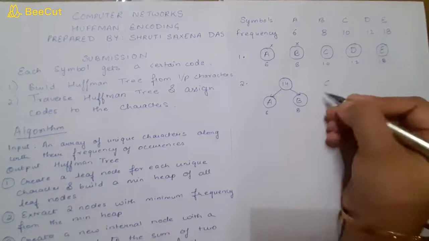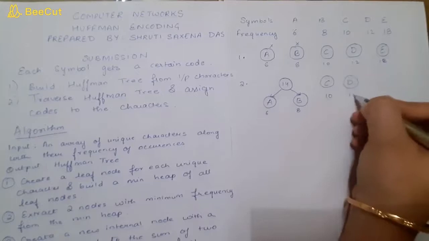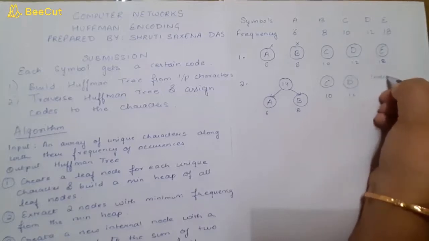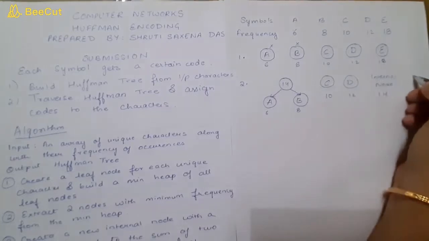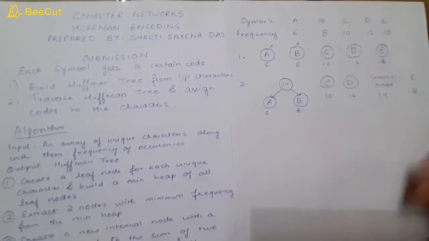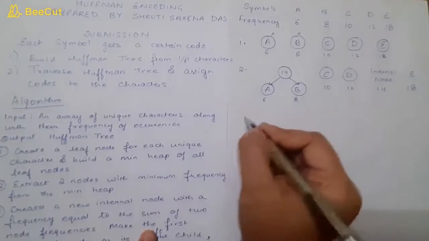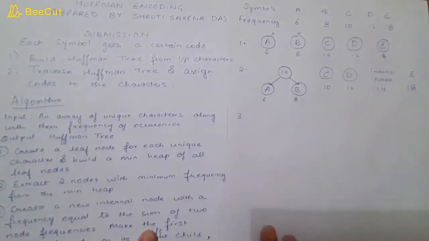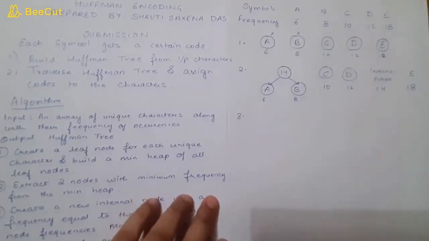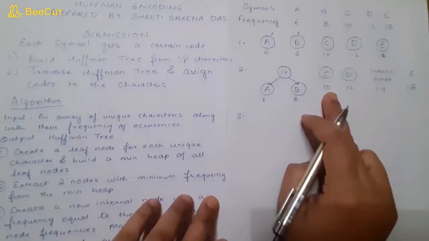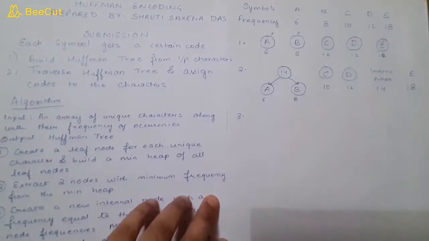So now the heap will be C, D, then the internal node whose frequency is 14, and E. The frequency of E is 18. Fine. Now the next step says we have to repeat the same steps. We need to extract the two nodes with the minimum frequency. Among C, D, the internal node, and E, the minimum frequencies are 10 and 12. So we'll extract these two nodes.